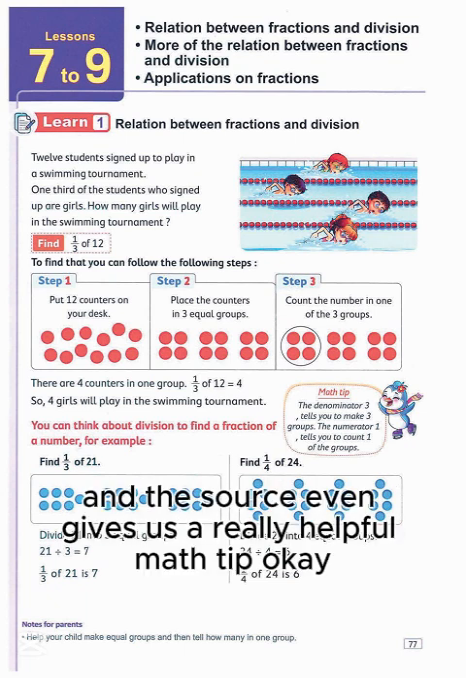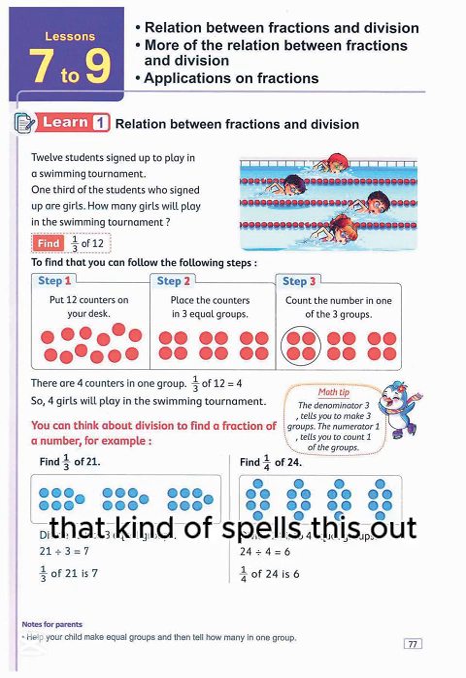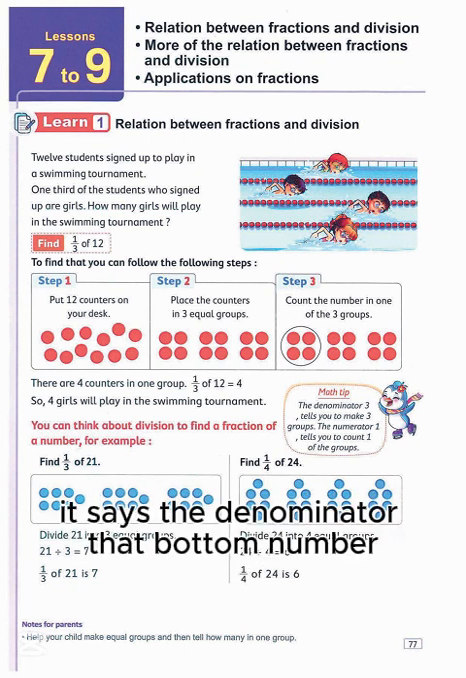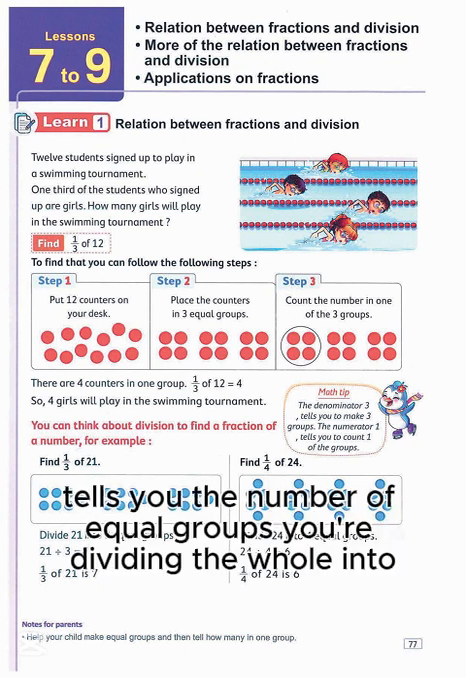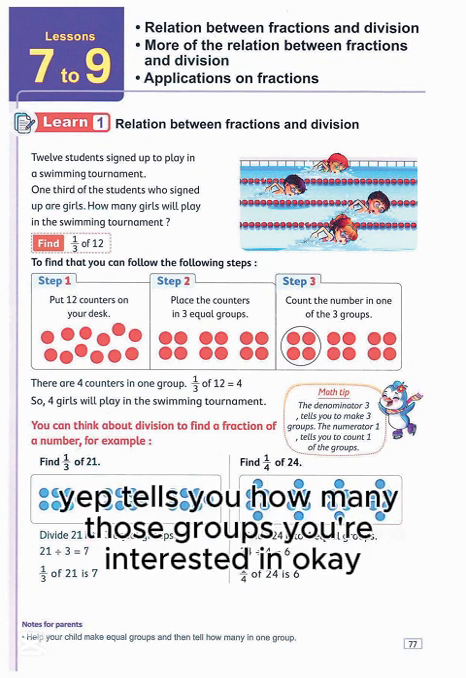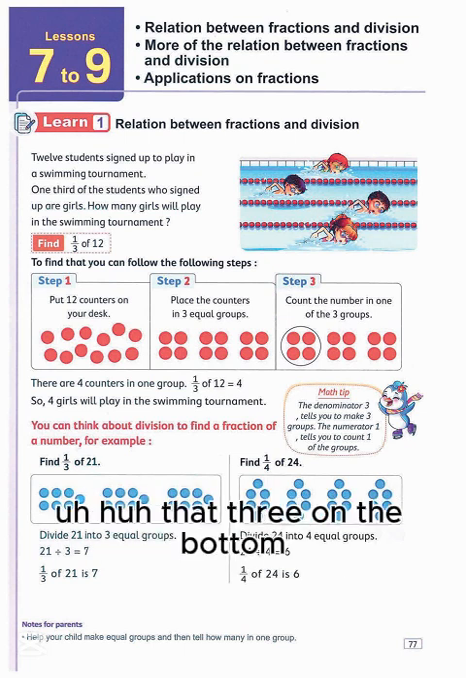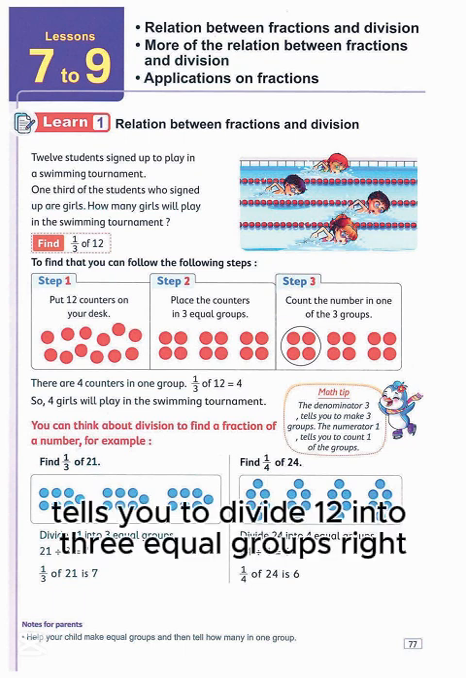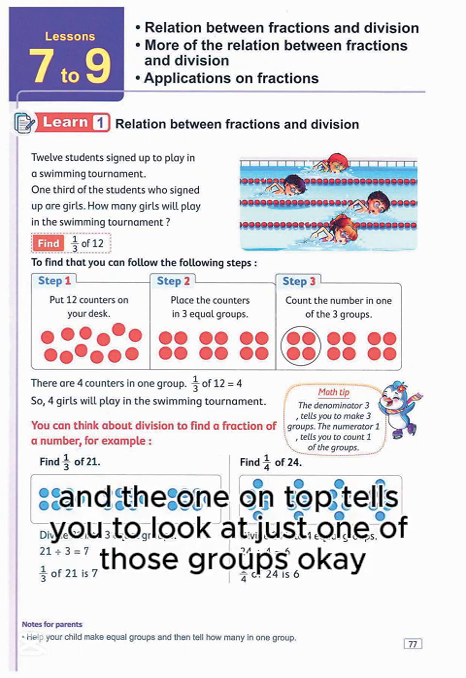And the source even gives us a really helpful math tip that spells this out. It says the denominator, that bottom number, tells you the number of equal groups you're dividing the whole into. And the numerator, the top number, tells you how many of those groups you're interested in. So when you see 1/3 of 12, that 3 on the bottom tells you to divide 12 into 3 equal groups, and the one on top tells you to look at just one of those groups.